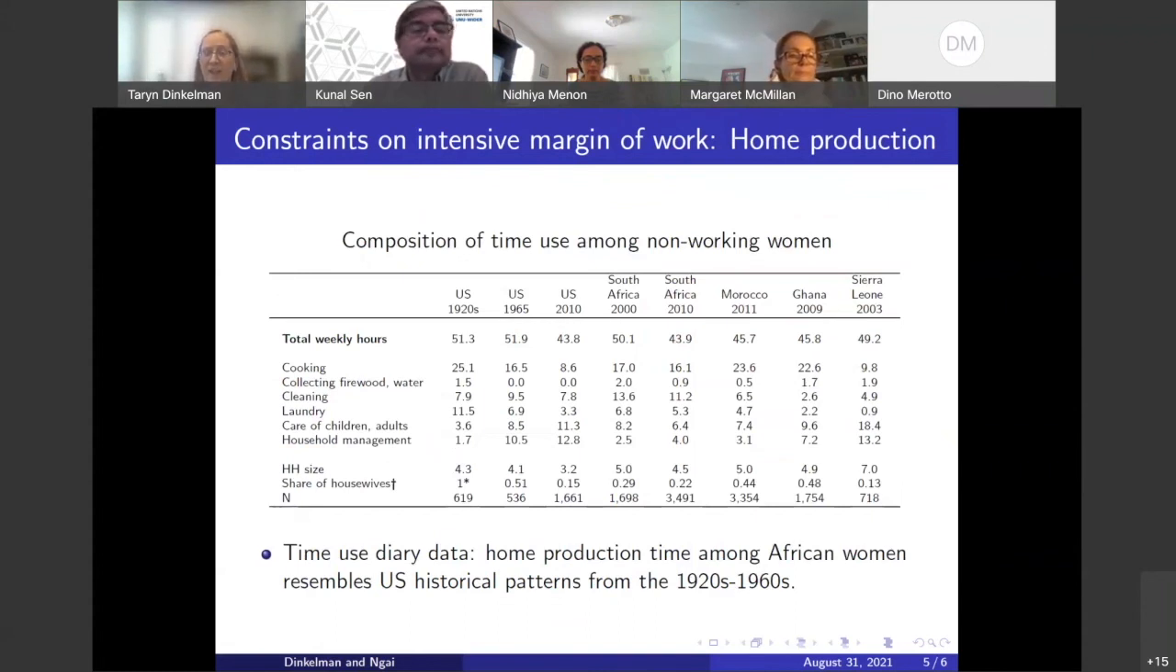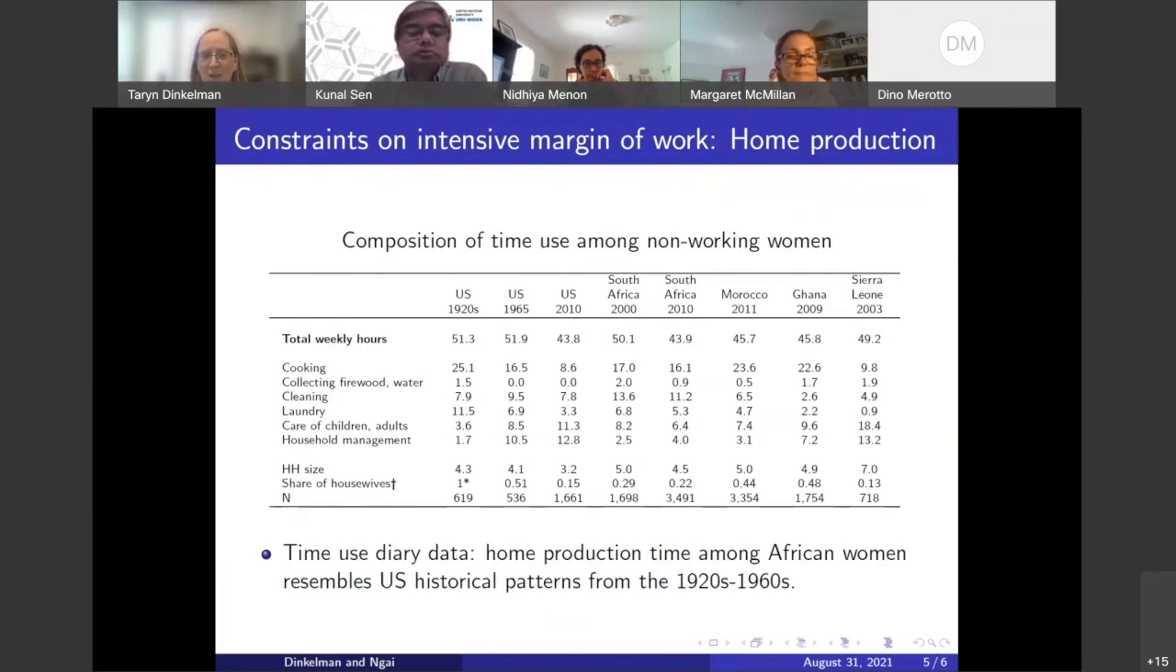So switching to thinking about the intensive margin of work, that earlier graph I showed you, that many women are working many more hours in home production than they are in the market. What we do is we combine time use survey data from the set of countries that we have the micro data for with time use survey data from the US historically. And we try and compare the number of hours spent in home production across these different countries and time periods, and also look at the composition of time spent in home production.